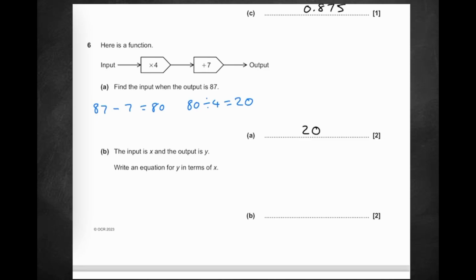Part B. The input is x and the output is y. Write an equation for y in terms of x. So we're going to say y equals 4 lots of x plus 7, as we've got times 4 and add 7.